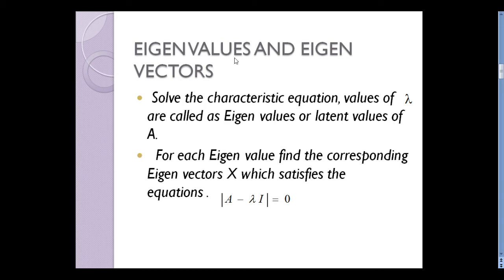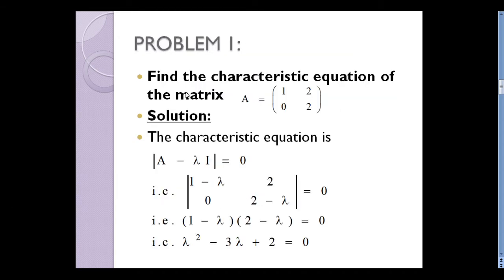How to find eigenvalues and eigenvectors. Solve the characteristic equation. Values of lambda are called eigenvalues or latent values of A. For each eigenvalue, find the corresponding eigenvectors X which satisfy the equation determinant of A minus lambda I equal to 0. We will see now problem 1.